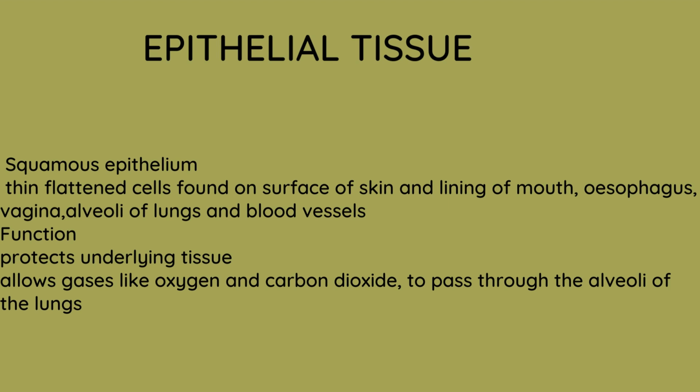Epithelial tissue covers the body or lines body cavities, organs, passages, and ducts. There are four types of epithelial tissues that you need to remember. The first is squamous epithelium. This type of tissue has thin, flattened cells, and they are found on the surface of the skin and the lining of the mouth, the esophagus, the vagina, and the alveoli of the lungs and blood vessels.